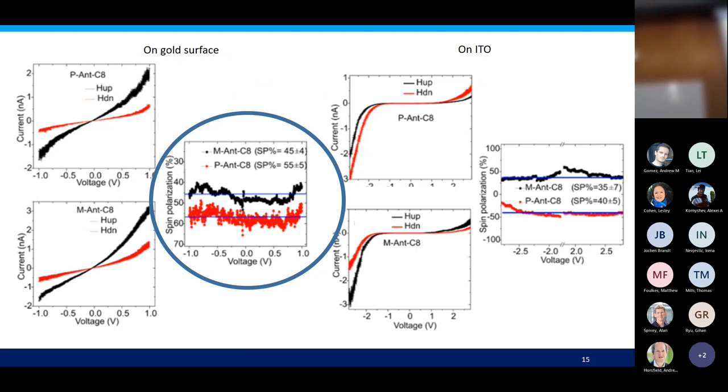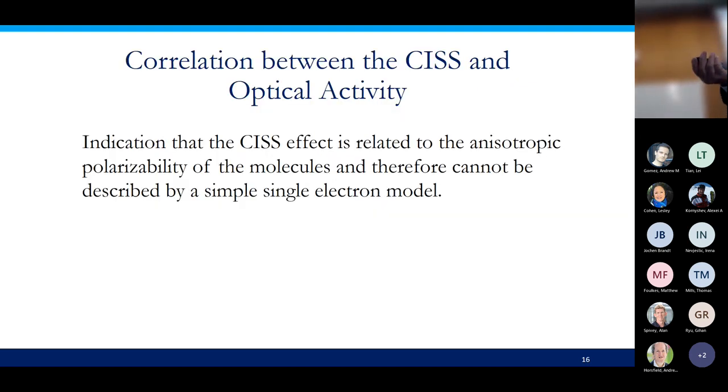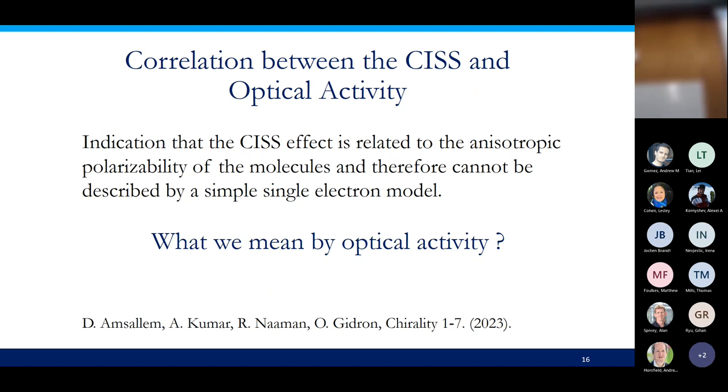So that was, for me, a very strong indication that indeed the collaborative behavior of the molecules, optical activity, is nothing more than the anisotropic polarizability of the molecule. And the anisotropic polarizability of the molecule and the CISS effect, the spin polarization, are strongly related. However, here you really know that optical activity has two components. One is the electronic transition dipole moment, and the other one is the magnetic transition dipole. So the question is, which one of them is dominant?